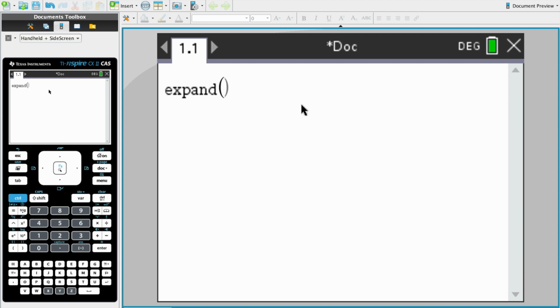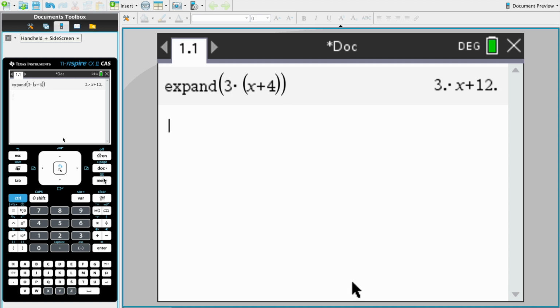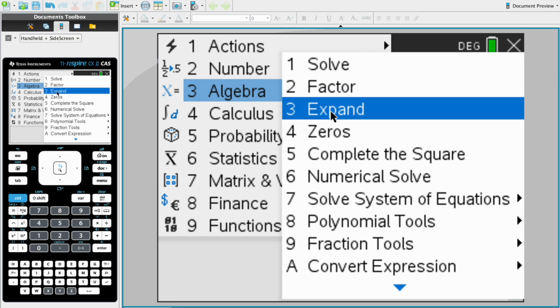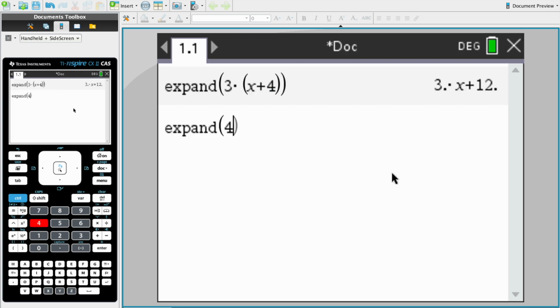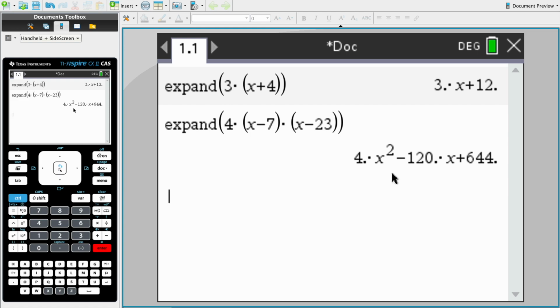So let's say I wanted to do 3 times x plus 4. It'll expand it for me to 3x plus 12. If I go again, menu 3, 3, and I want to put in 4 times x minus 7 times x minus 23, it will expand that for me.